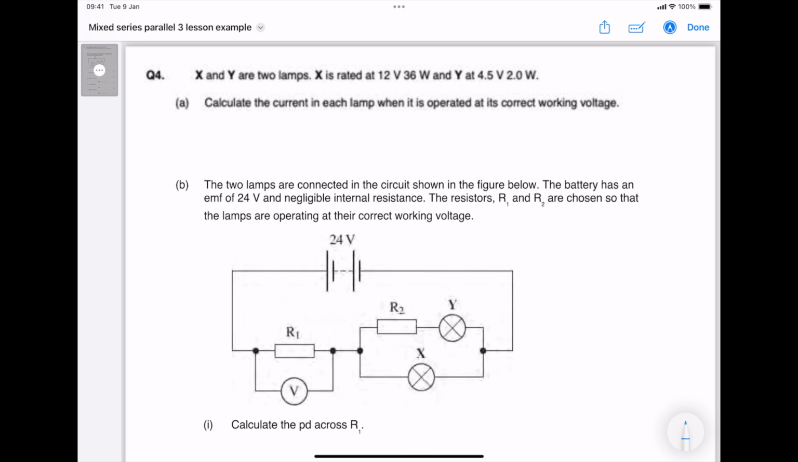So X and Y are two lamps. X is rated at 12 volt 36 watt and Y is 4.5 volt 2 watt. Calculate the current in each lamp.